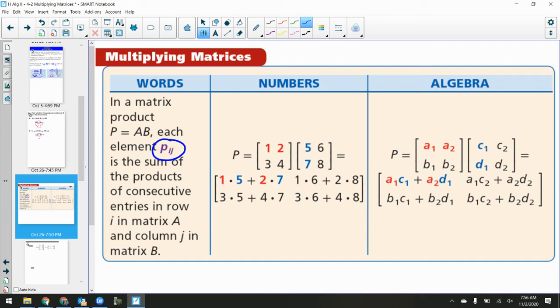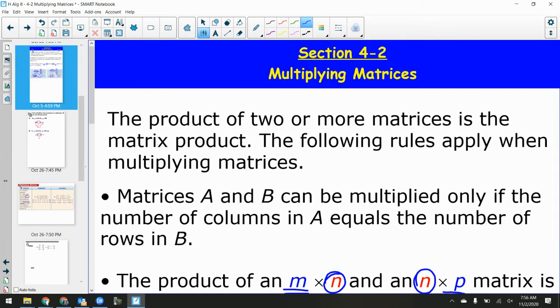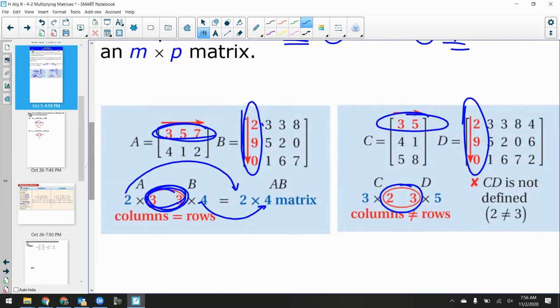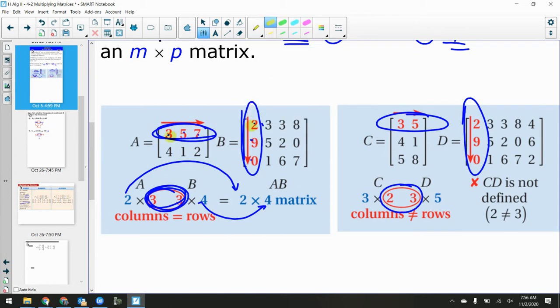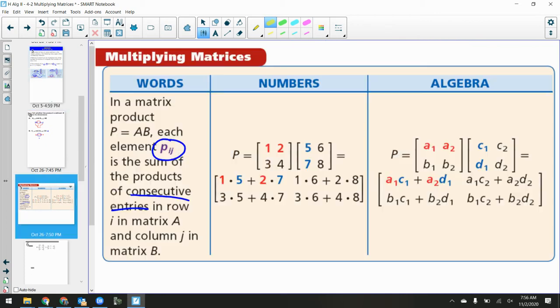What am I multiplying together? I am multiplying consecutive entries. Remember back here when I said these had to match? What I mean by consecutive entries are these two, these two, these two. I am multiplying those pieces together. I am multiplying 3 and 2, then 5 and 9, then 7 and 0. And what am I doing to them at the end? I'm adding them all up. What do I do with that when I add it all up? Well, that's the entry Pij, wherever that is.